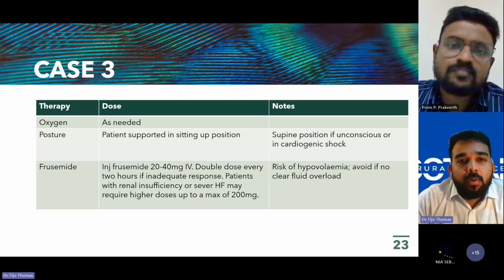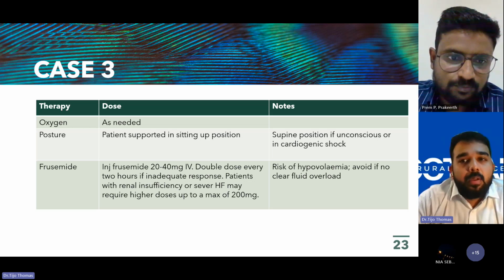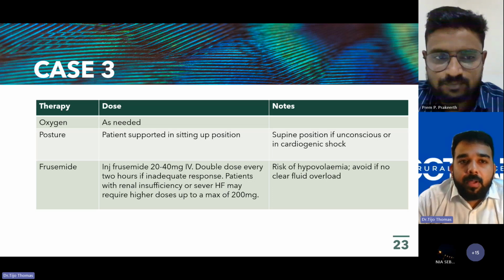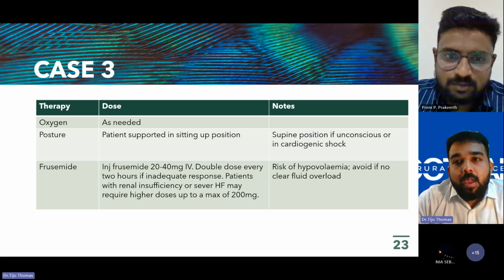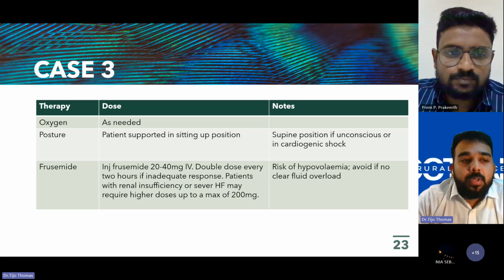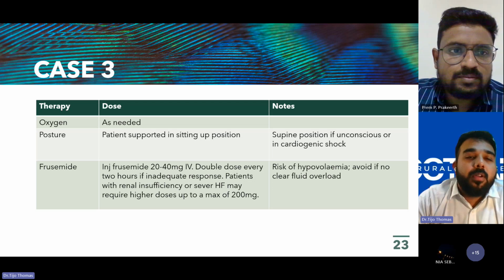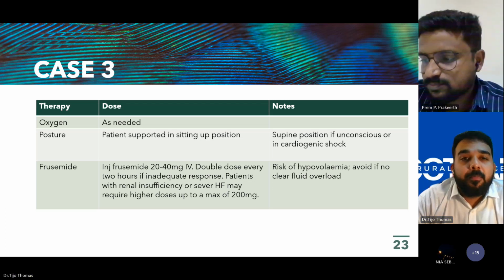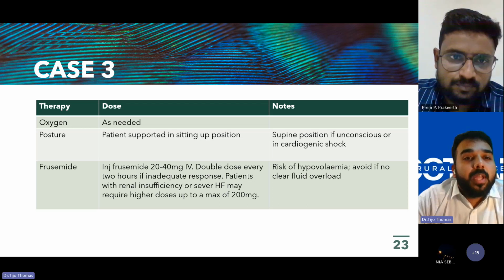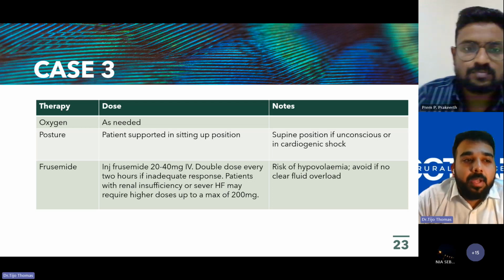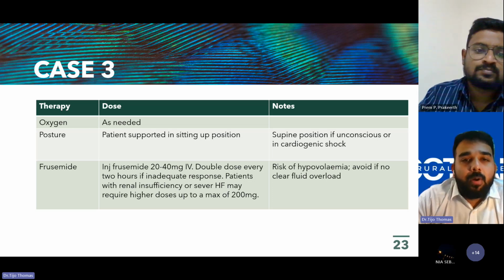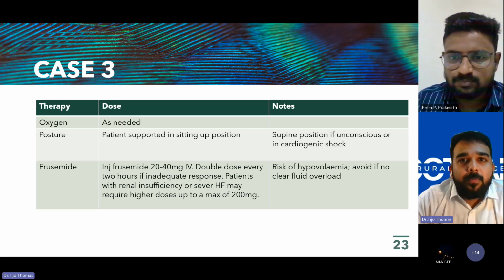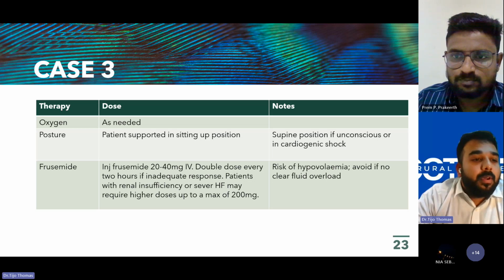Going into treatment, we will have to provide oxygen as required and position the patient in a sitting-up position because the patient has orthopnea. The main step of treatment would be diuretics. We'll be giving Lasix 20 or 40 mg every 2 hours, depending on the response. We'll also have to modify the other regular medications. Since the patient also has diabetes, we'll prefer an ACE inhibitor or ARB and not a calcium channel blocker. We'll have to monitor the patient long term.